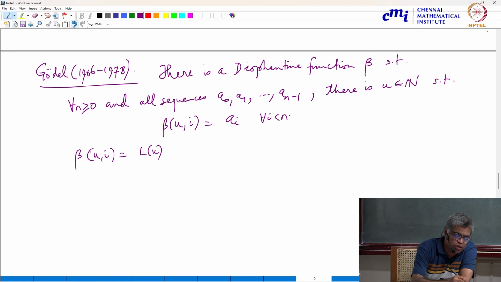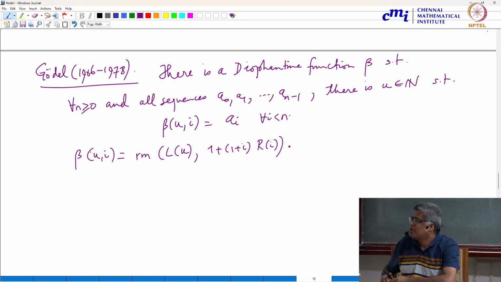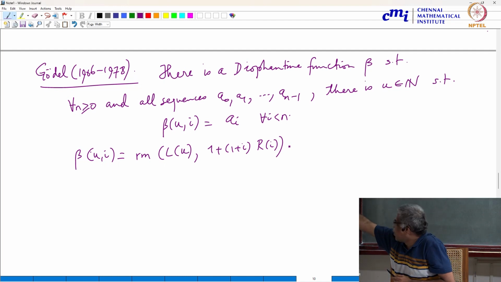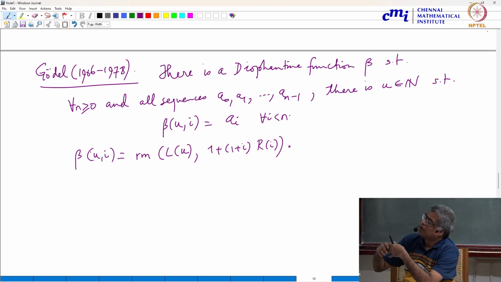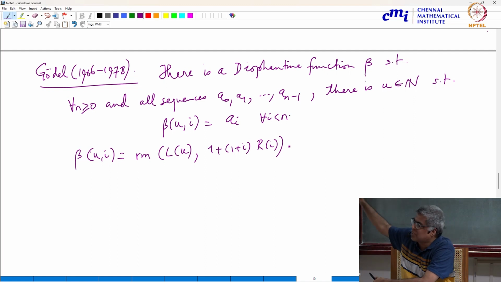Sorry, I should say the remainder that you get if you divide the left part of u by 1 plus 1 plus i times the right part. So don't worry about why it is 1 plus i, etc. It's 1 plus i because you're talking about non-negative numbers, so i could be 0. And it's all meant to get a sequence of pairwise relatively primes and then applying Chinese remainder theorem.